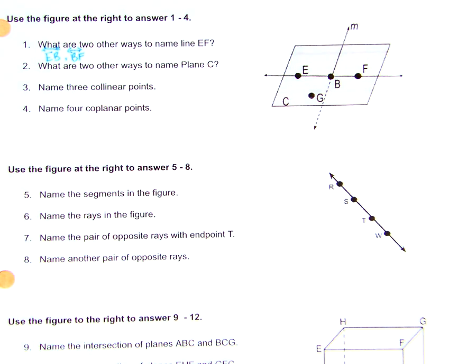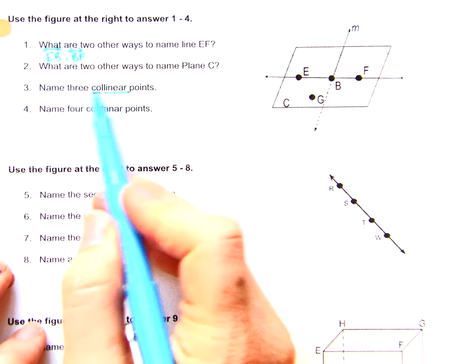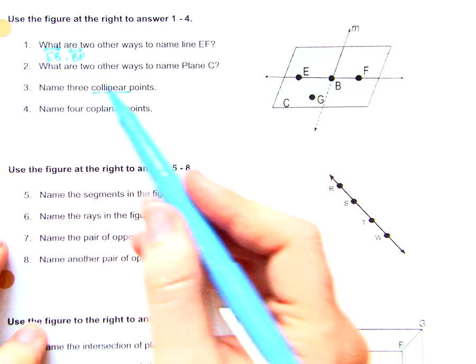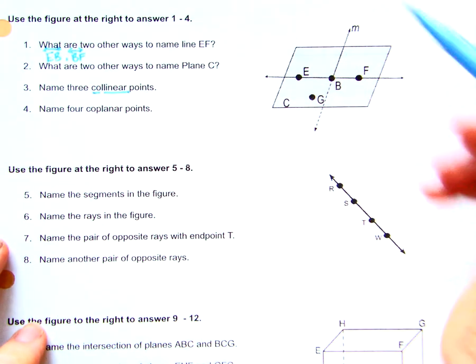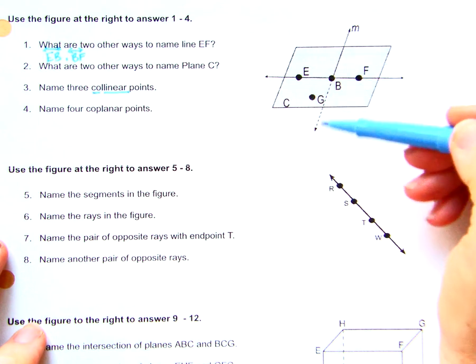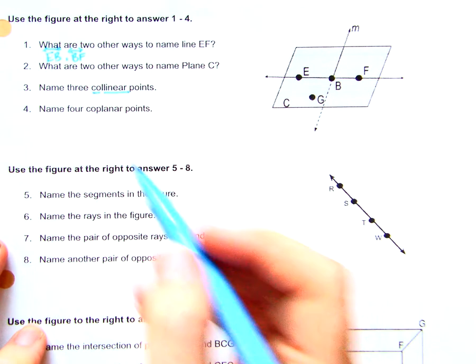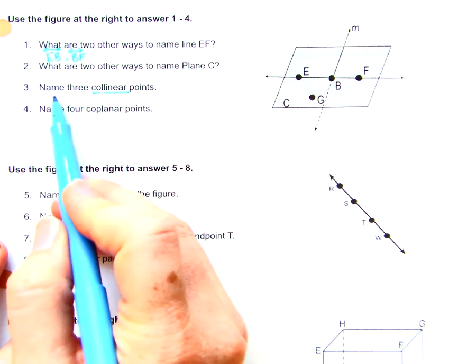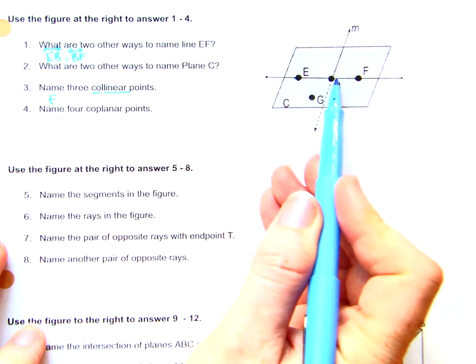Okay, looking at number 3, it says name 3 collinear points. Collinear means together on the same line. So I'm looking for 3 points together on the same line. I see 2 lines, this one right here and this one right here. Can't name 3 points on M because I only see 1 point, but I can name the 3 points on this line. So my answer would be points E, B, and F.